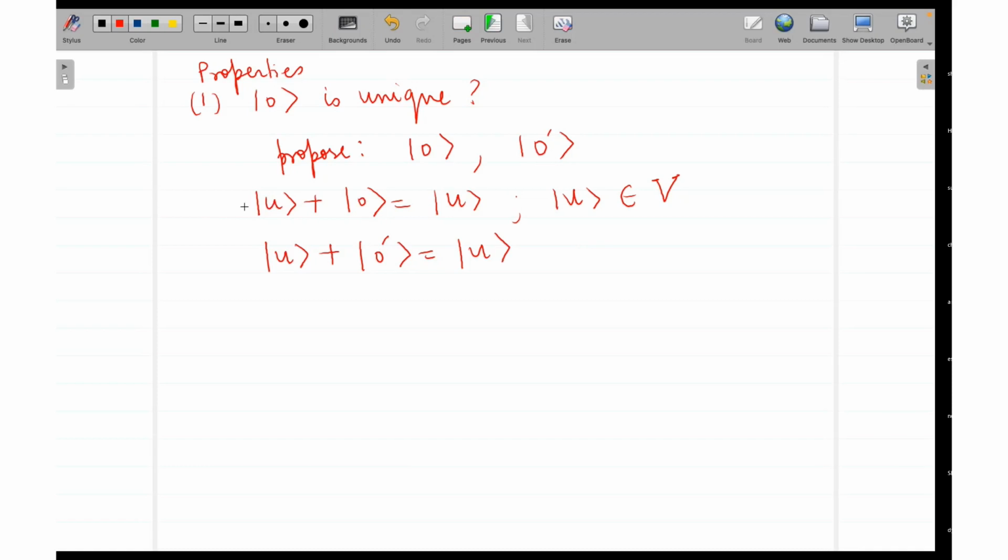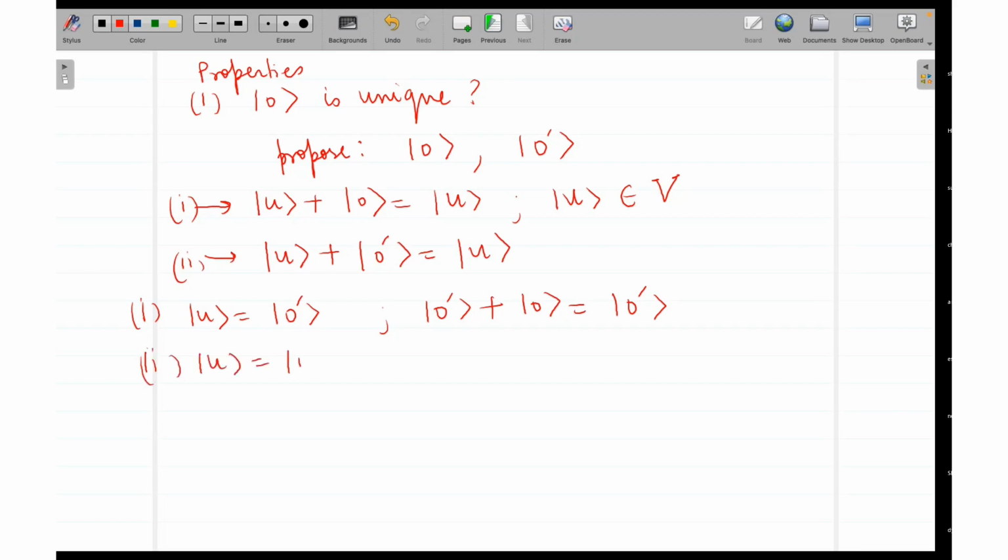So let's see if the first one is true for all vectors, and the second one is true for all vectors. In the first, let's just take u to be 0 prime. Since it is true for all the vectors, there exists this 0 prime, and for that it also has to be true. So what will be the result? Instead of u, I put 0 prime. This will be equal to 0 prime. And put it in the second case: instead of u, I put 0 plus 0 prime, which is equal to what? 0 vector.